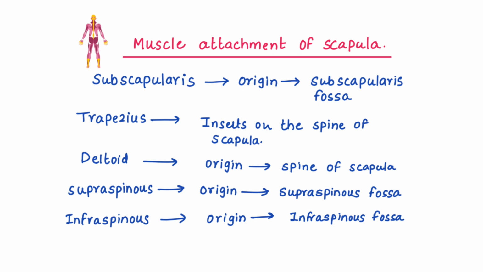Now we will quickly revise the muscle attachments of the scapula. Subscapularis muscle originates from the subscapular fossa. Trapezius muscle inserts on the spine of the scapula. Deltoid originates from the spine of the scapula. Supraspinatus originates from the supraspinous fossa. Infraspinatus originates from the infraspinous fossa.